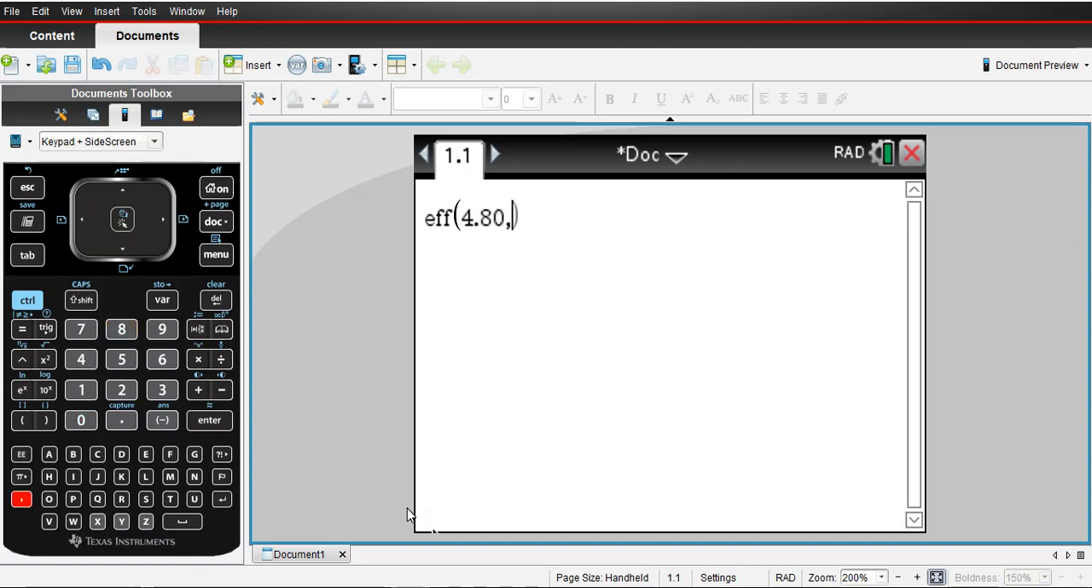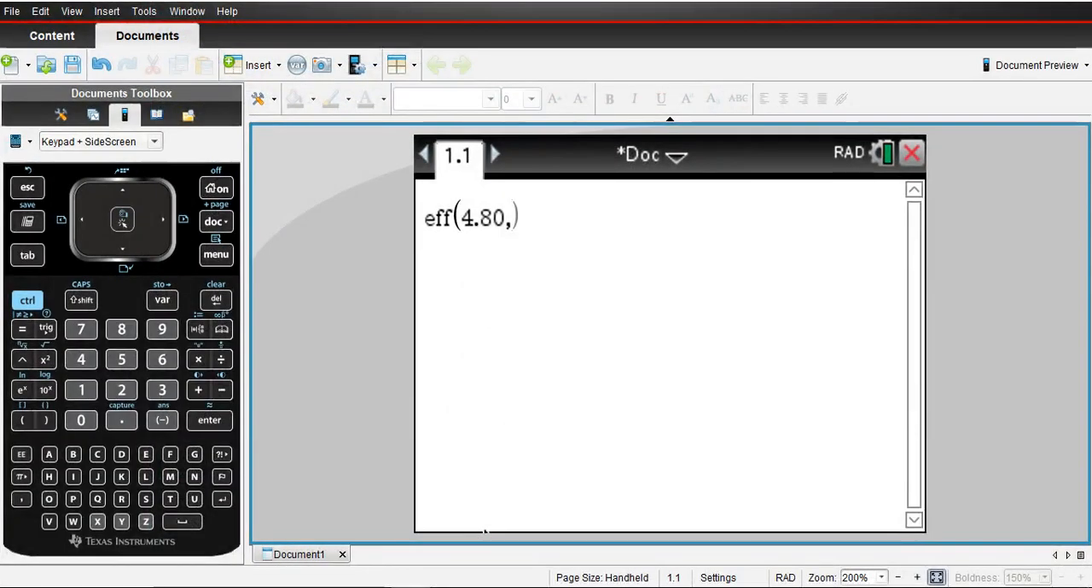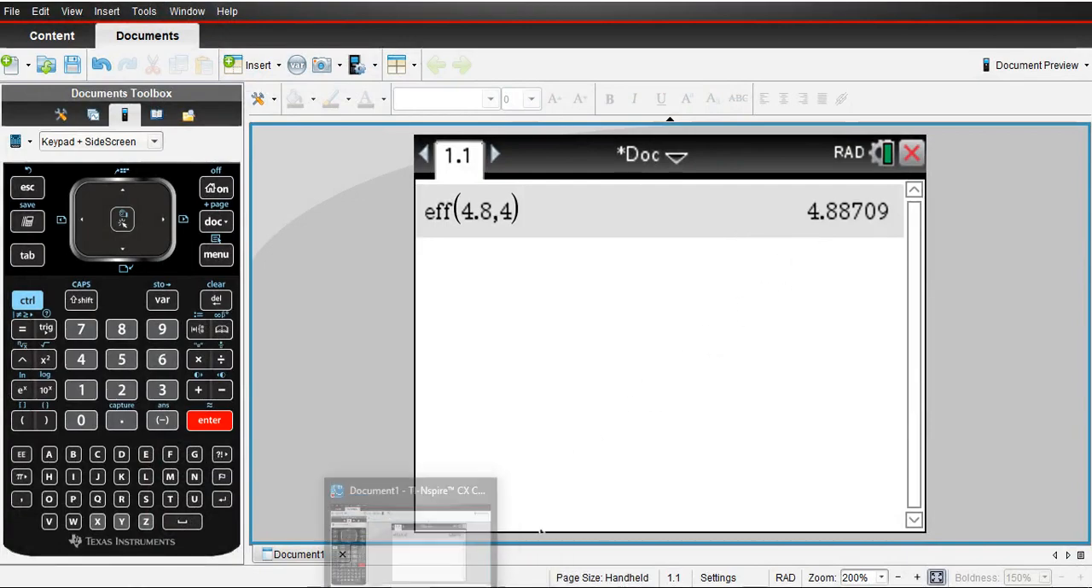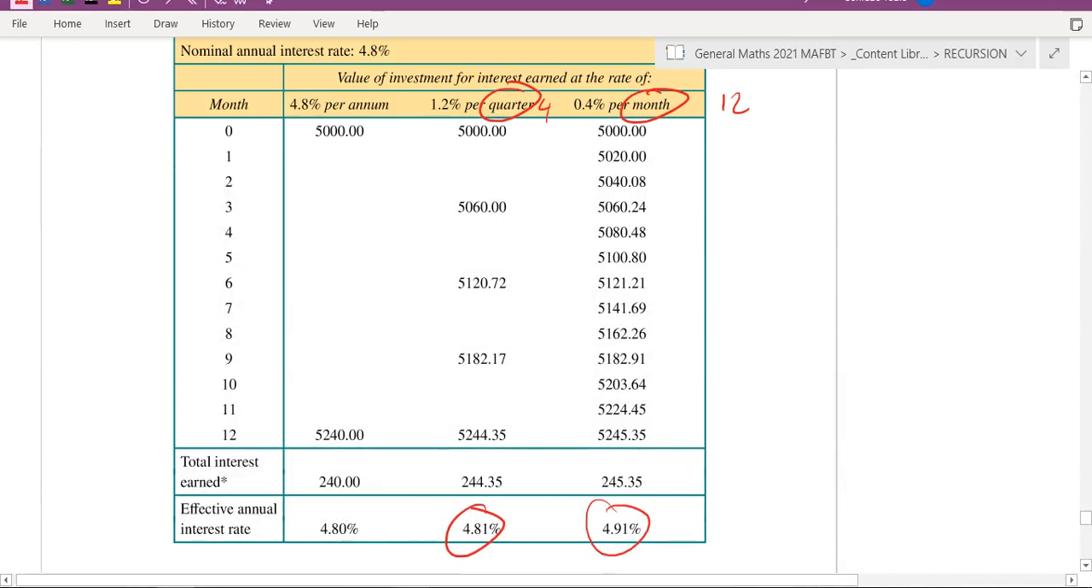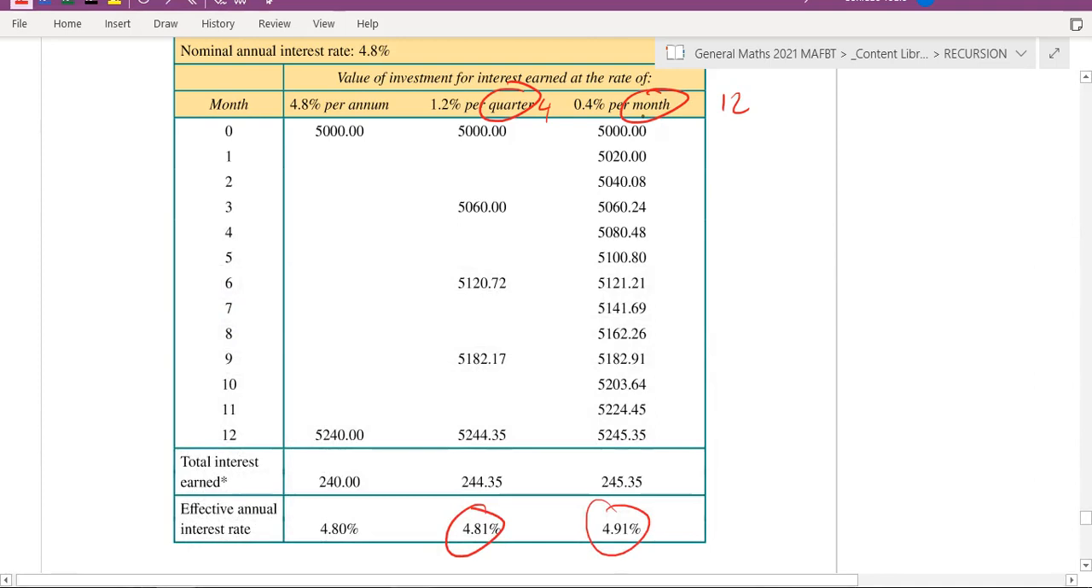80, sorry, and the second number is the number of compounds. So here for quarterly, we've got 4 compounds. That means there's my effective rate, 4.81. It's slightly different. That's okay. And for the other one, if I want to find the effective rate for this one here, 4.91. Oh, sorry, how they got to 4.91.